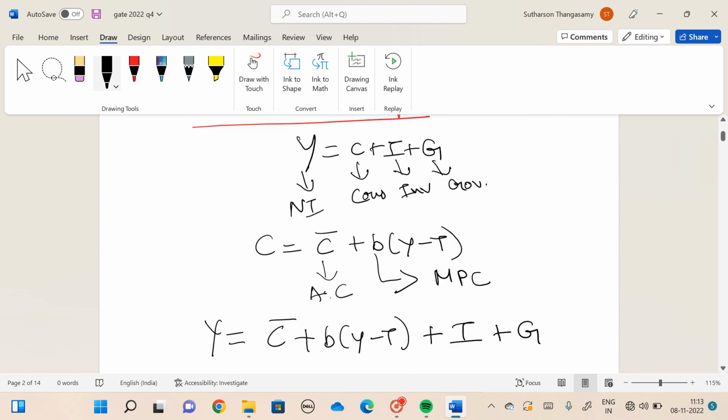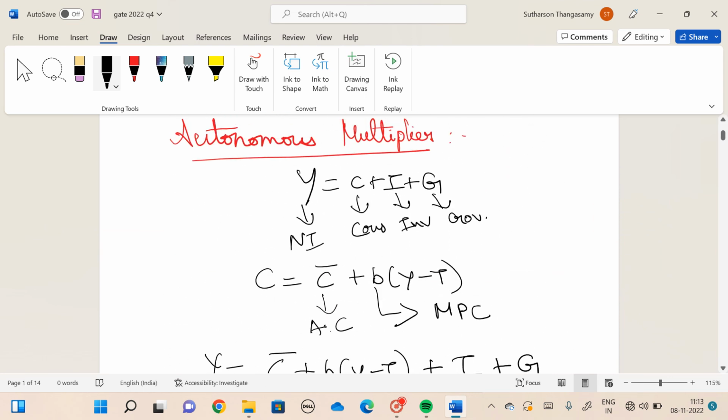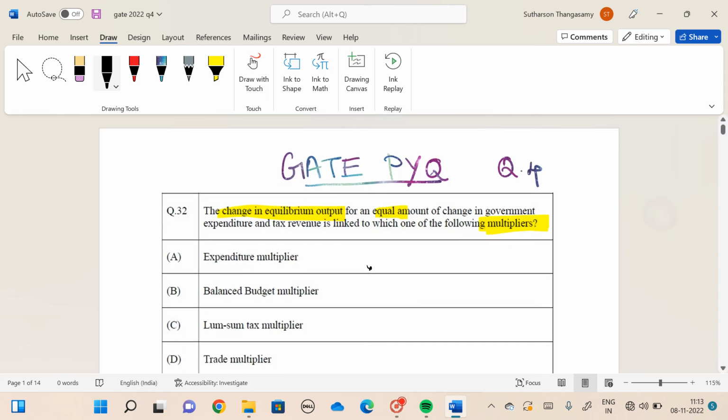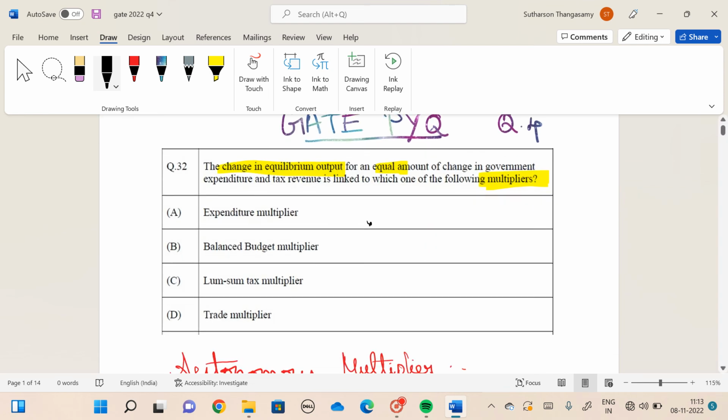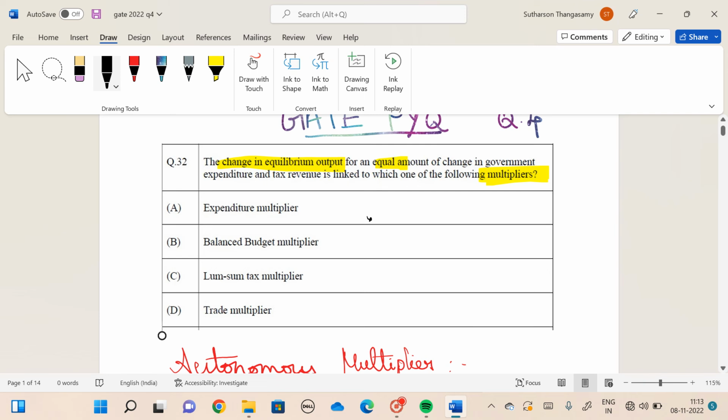Now we are dealing with the closed economy model, that is y is equal to c plus I plus g, which does not involve any external sector. So I will do a different video for external sector multipliers by using exports and imports. Now coming back to the question, by eliminating the options, we can easily answer this question.